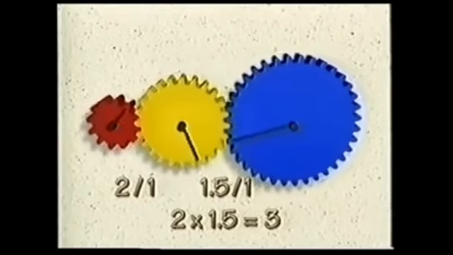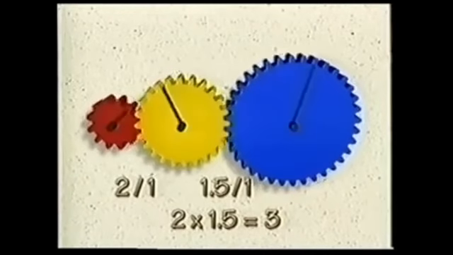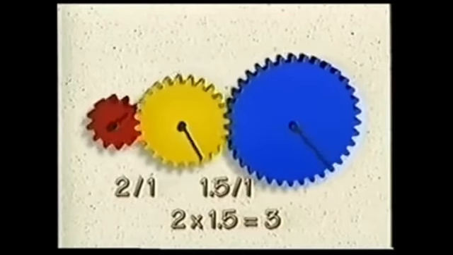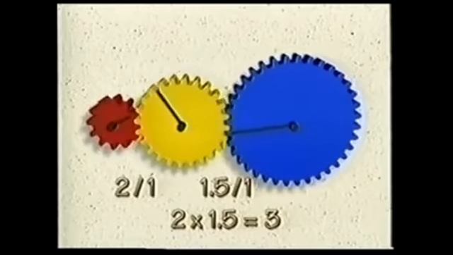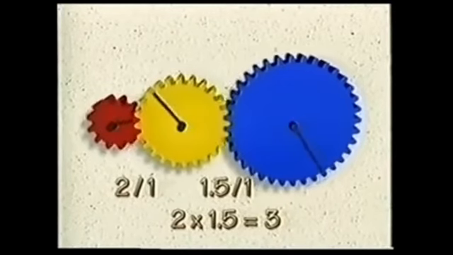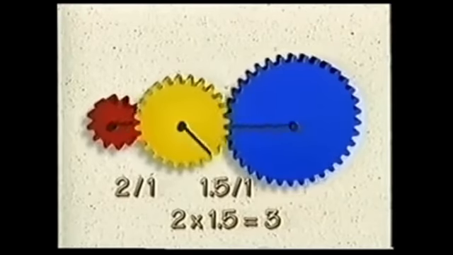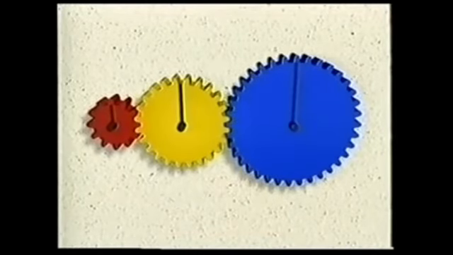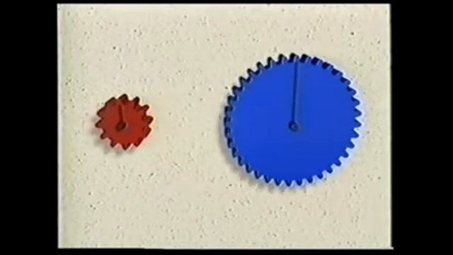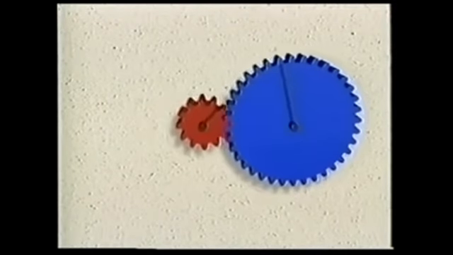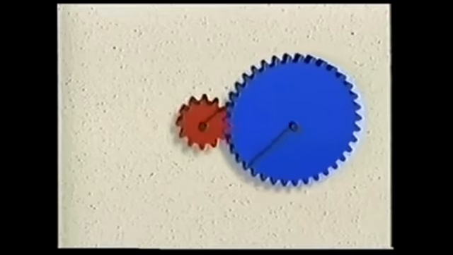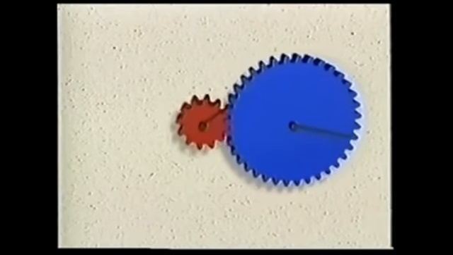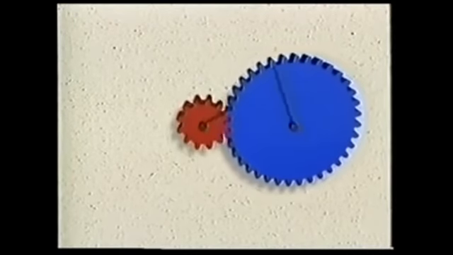Multiplying the 2 gear ratios together, 2 times 1.5 gives the same 3 to 1 gear ratio as when the red gear meshed directly with the blue gear. So the addition of the yellow gear did not affect the gear ratio, only the direction the blue gear rotates. If direction didn't matter, the yellow gear would be unnecessary. Because gear friction reduces power, engineers never use more gears than are needed.